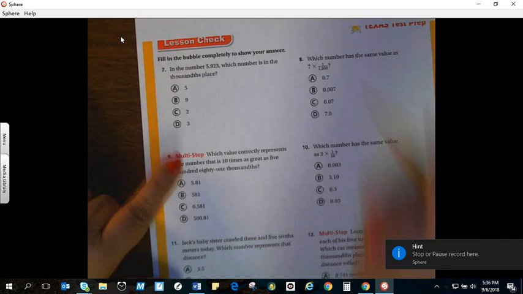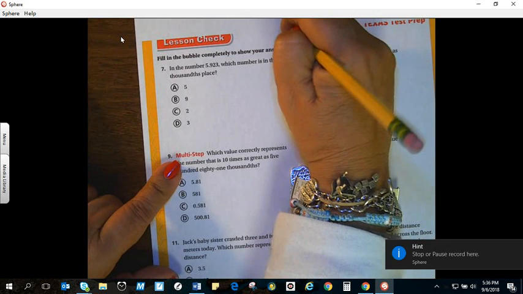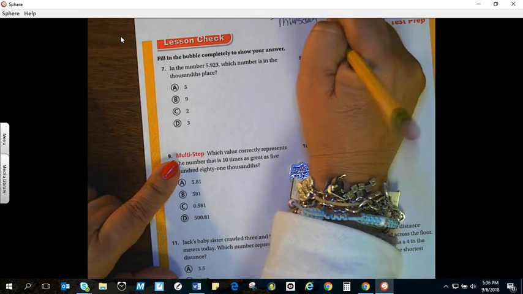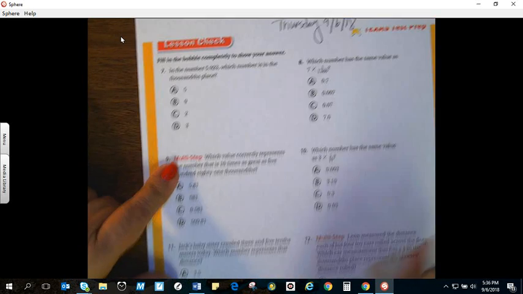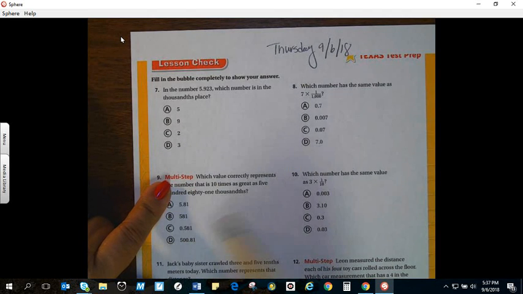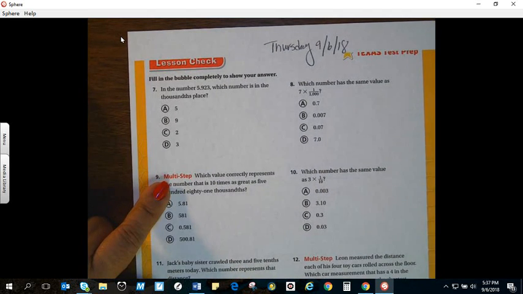All right, and welcome to our math. Today is Thursday, September 6th, 18. This is going to be on page 22. We are doing 7, 8, 9, 10, 11, and 12, so those 6 problems.